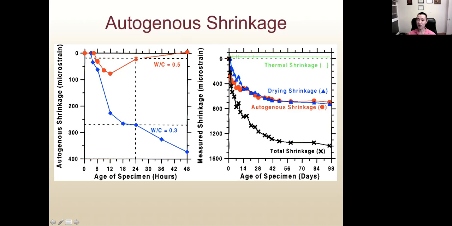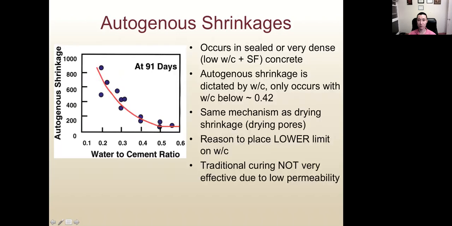And the figure on the right shows us the total shrinkage. Total shrinkage includes dry shrinkage, which is shrinkage due to drying to the air, plus autogeneous shrinkage, which is drying due to self-desiccation or drying due to hydration, plus some thermal shrinkage. This is shrinkage due to temperature change. Right. Let's have a closer look at autogeneous shrinkage.